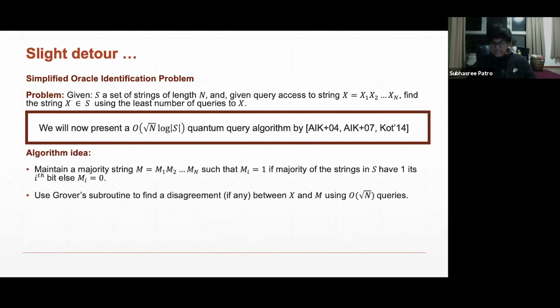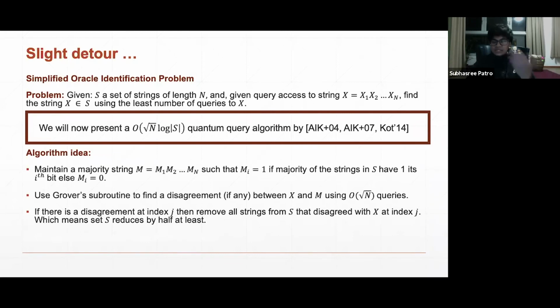But if there is a disagreement, say Grover's subroutine returned an index j, then I know that the value of x_j is not the value of m_j. That means all those strings that had m_j not equal to x_j can be removed from the set, because they will not match with x. Now, because this was a majority string, in this process I have taken at least half of the elements in S out.